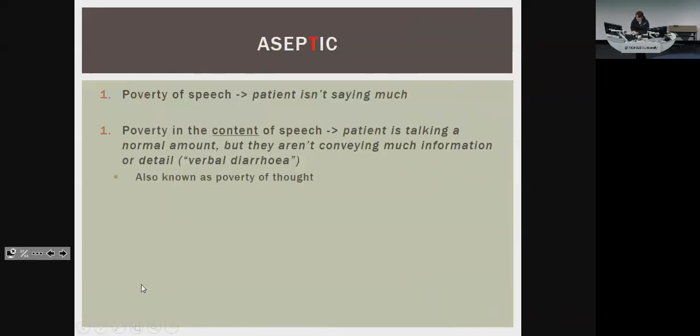Poverty of speech is confusingly a form of thought disorder, but this is basically when the patient isn't talking much. They might be giving you very minute responses. So you might say, hey, how are you going, and they say, yeah, I'm good. Very simple, very brief responses. That's nice and easy. Poverty in the content of speech is the same as saying poverty of thought. They're equivocal terms. And this is the patient who's talking a normal amount, however, they're not really covering too much. It's like verbal diarrhea in many ways. And this we tend to see in patients after traumatic brain injury, which is quite sad. It's just a very specific sort of term.